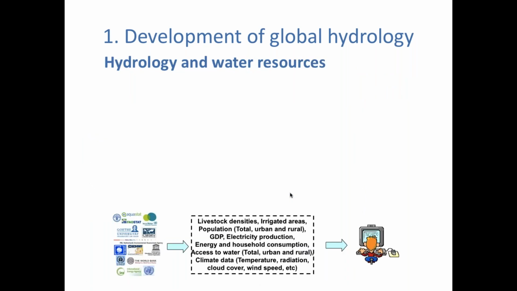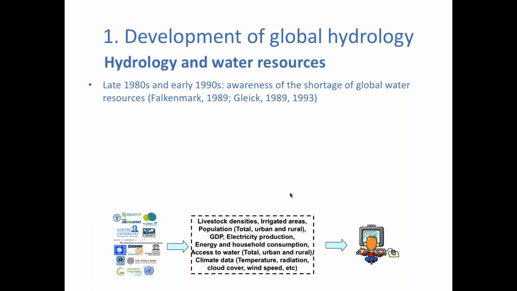Okay, let's move to another field where, albeit later, the development of global hydrology appeared. This was the hydrology and water resources community. It really started in the late 80s and 90s, where people like Marc and Peter Gleick were analyzing terrestrial freshwater resources and showing that there were shortages appearing in certain parts because of overuse.